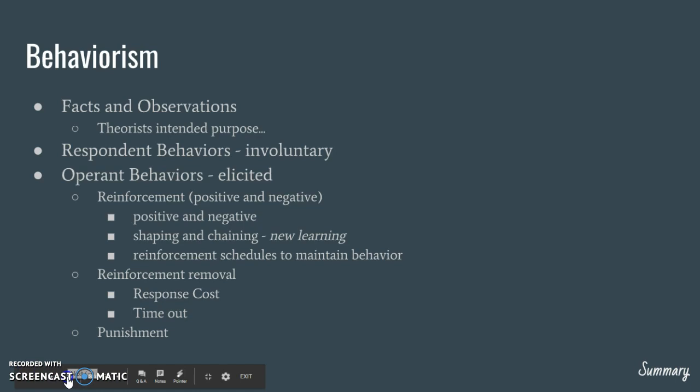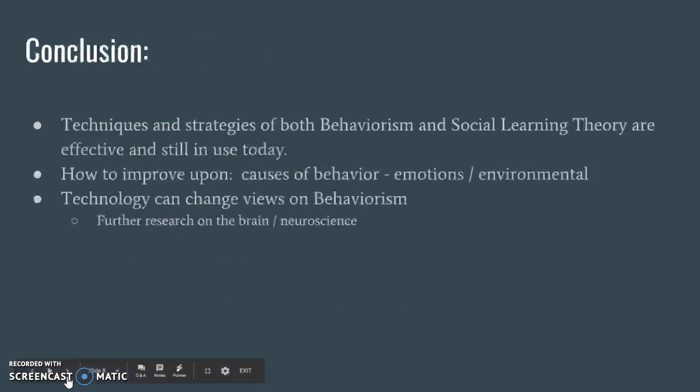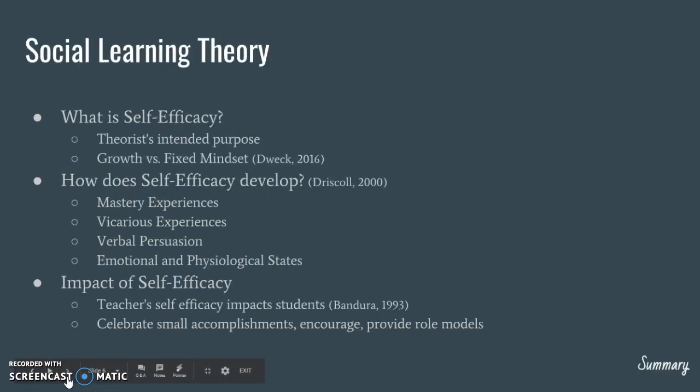Now to tell a little bit about social learning theory. The theorist for this is Bandura, and his purpose for this theory is to show that self-efficacy can be just as important as intelligence. Someone with high intelligence and low self-efficacy may not be as successful as someone with high self-efficacy and low intelligence.